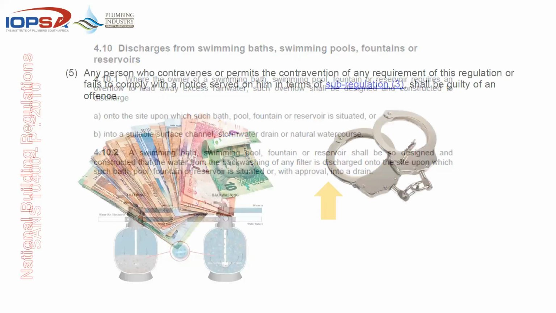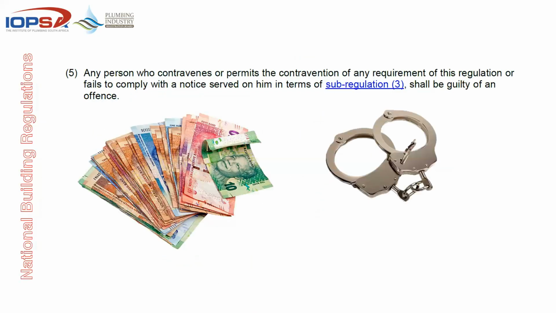And then, as per most regulations, any person who contravenes or permits the contravention of any requirement of this regulation, or fails to comply with a notice served on him as per sub-regulation 3, where the council notifies you, shall be guilty of an offence. So unless you fix it up, or unless your client fixes his or her discharge onto the road, you are bound to have hassles continuously, basically.